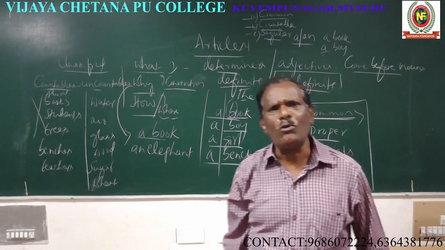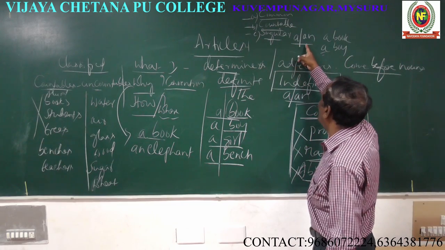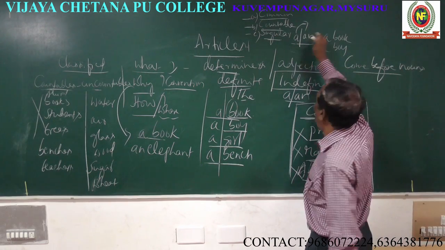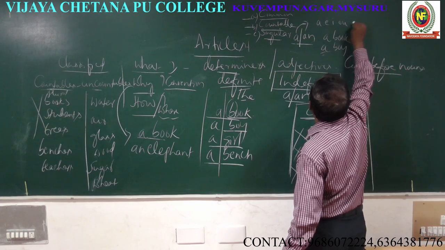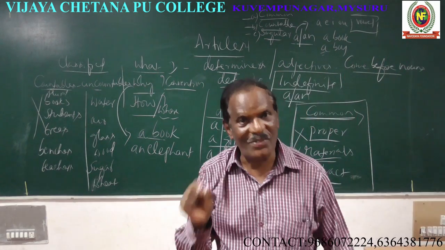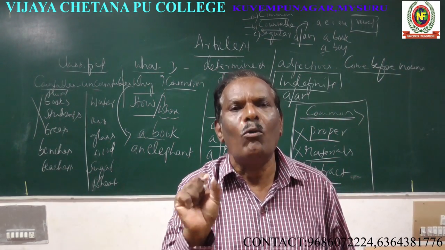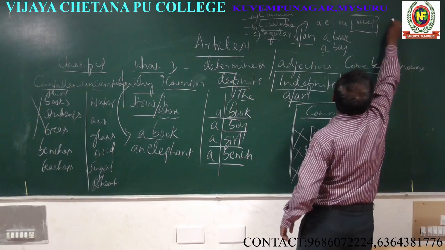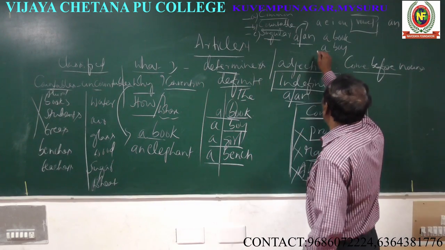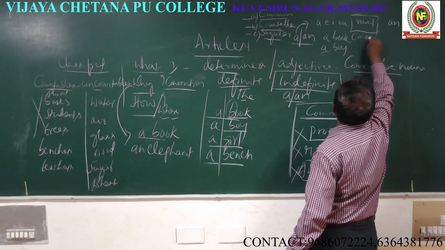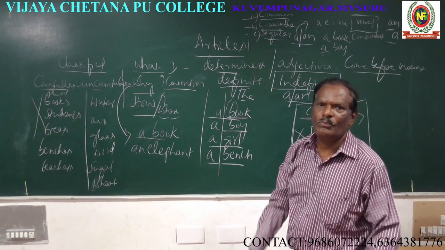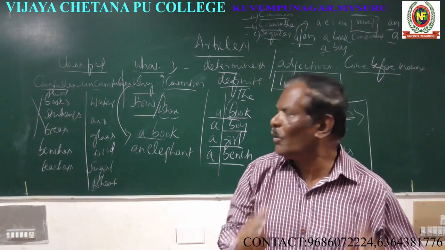Again, a question comes. Where to use a or an? A or an is used depending upon sound. If the sound is a, e, i, o, u, that is vowel sound. If the following word, if the singular noun begins with a vowel sound, we use an. An is used before vowel sound. If the noun begins with a consonant sound, we use a. This is the theory. Okay? The theory is very clear to you.